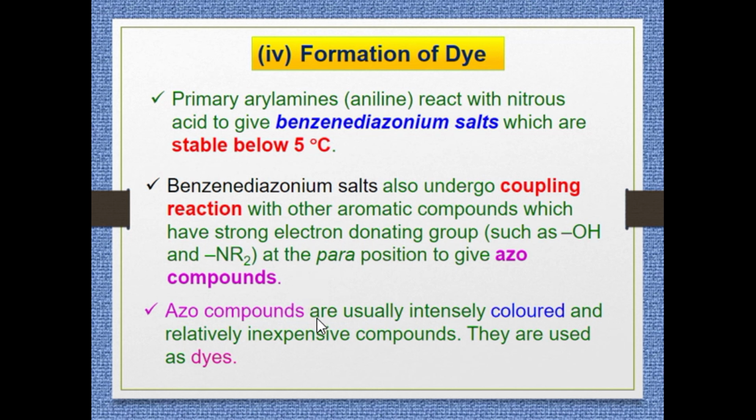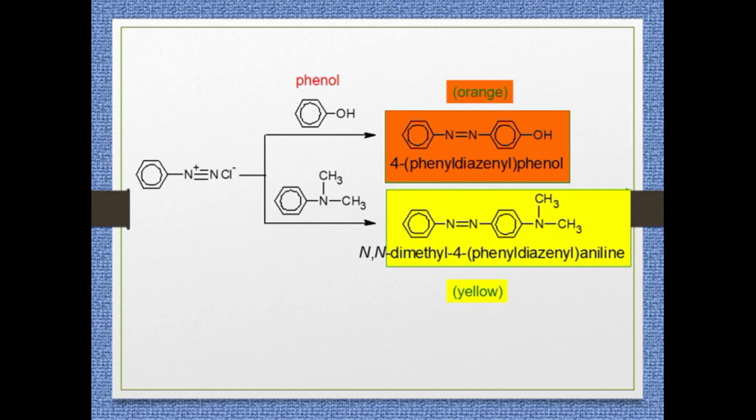What is an azo compound? The azo compounds are usually intensely colored and relatively inexpensive compounds. They are used as dyes. Now, let us look at the equation between the benzene diazonium salt and the phenol. It will form an orange dye.